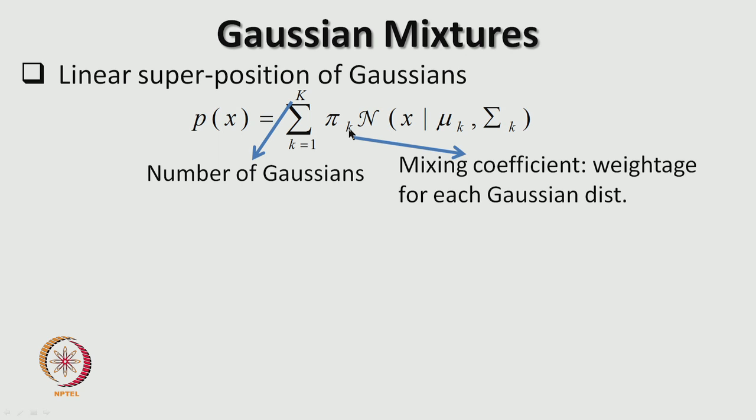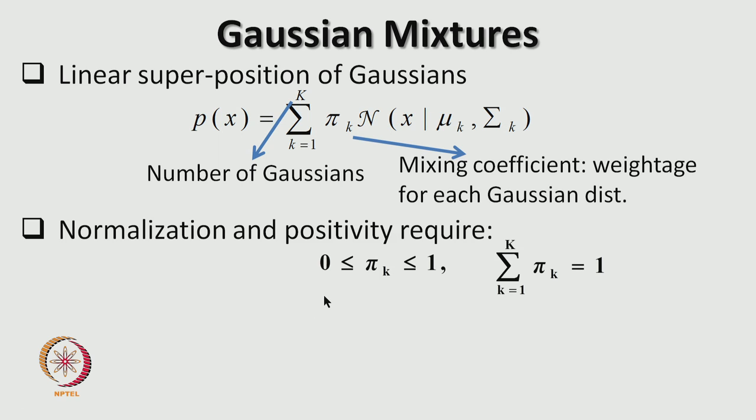The subscript k indicates the corresponding Gaussian, and this expression is the normal multivariate Gaussian distribution for the class k. Mu is a vector of the corresponding dimension as the sample, and this is the covariance matrix for the kth Gaussian. Again, I repeat, this is the mixing coefficient for the kth Gaussian, and this is the normal multivariate Gaussian distribution for the kth Gaussian.